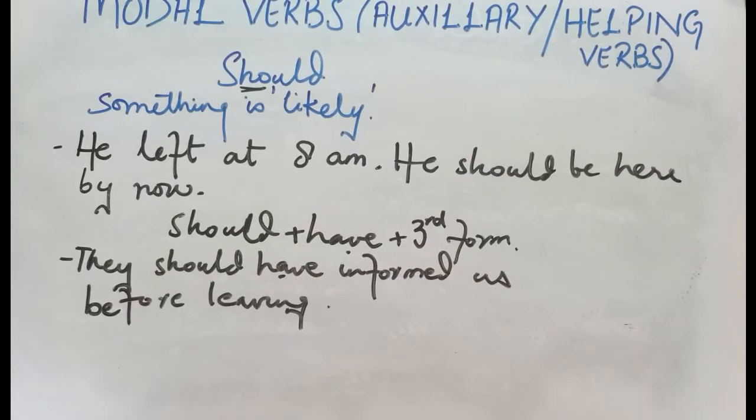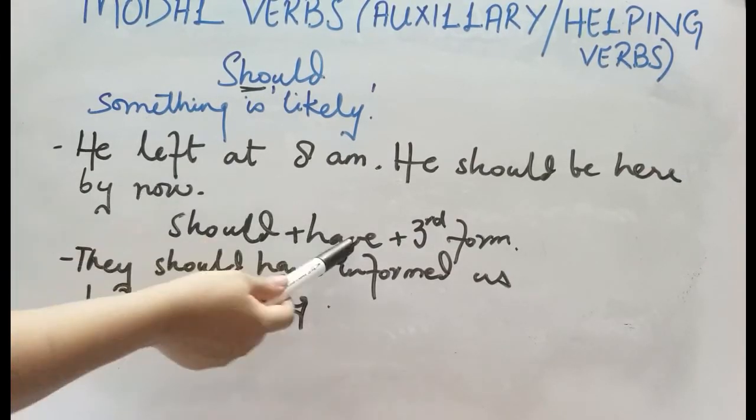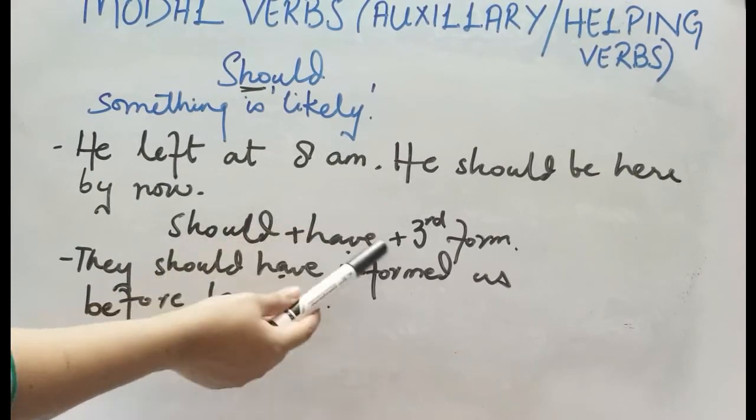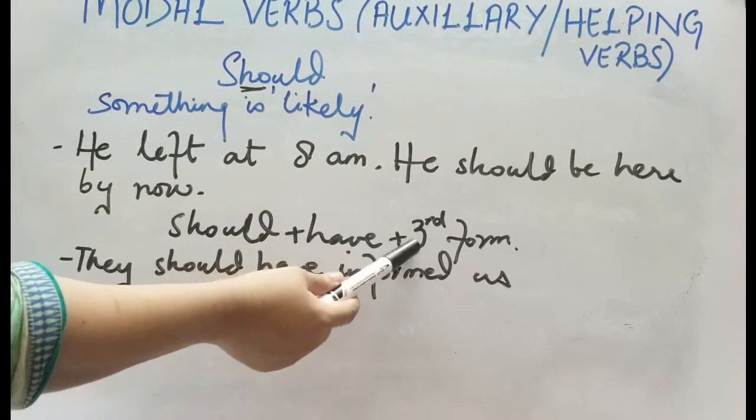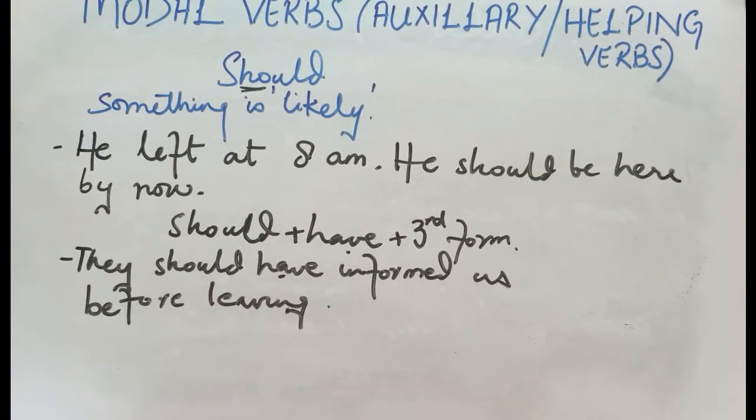Okay, so when you are going to use have with the modal verb should, you are going to add a third form over there, or the past participle. I hope the use of should and must and could was clear to all of you. Let's move on to the uncertainty type, when you are unsure what you are going to use over there.